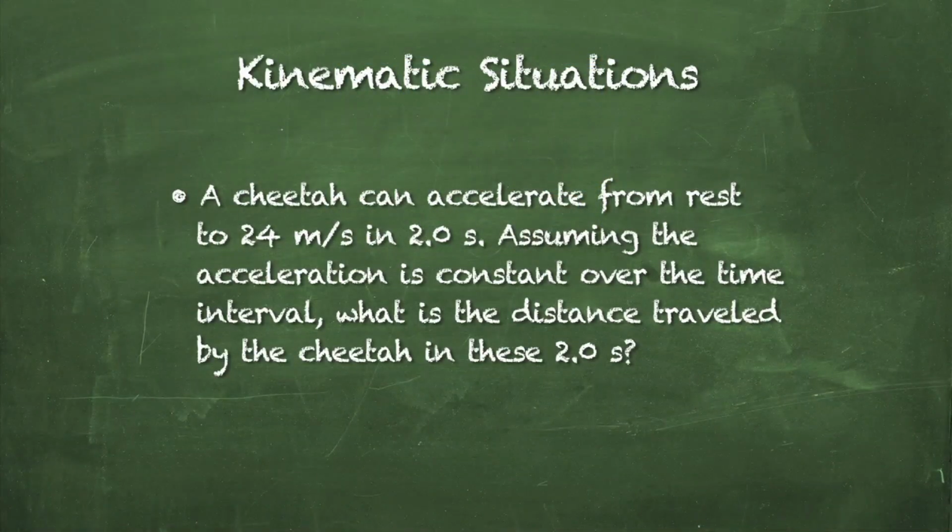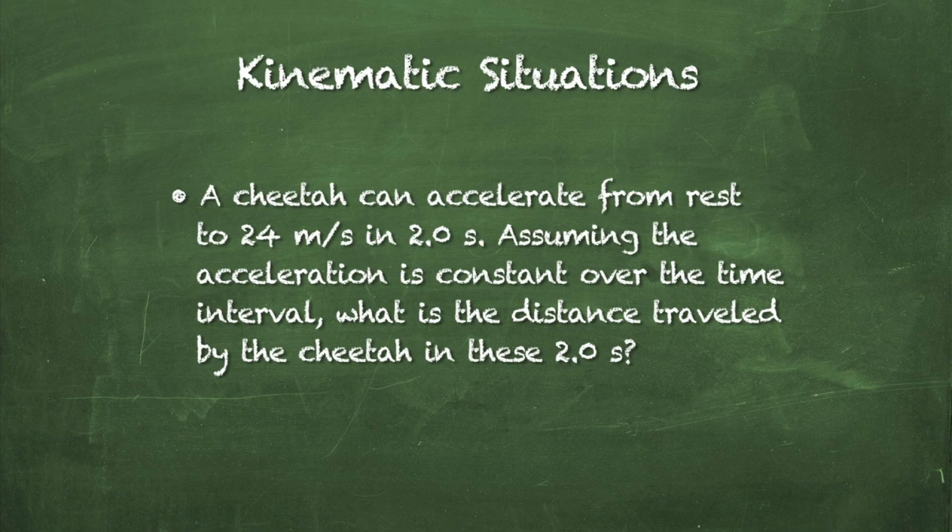Let's try another exercise. A cheetah can accelerate from rest to 24 meters per second in 2.0 seconds. Assuming the acceleration is constant over the time interval, what is the distance traveled by the cheetah in these 2 seconds?